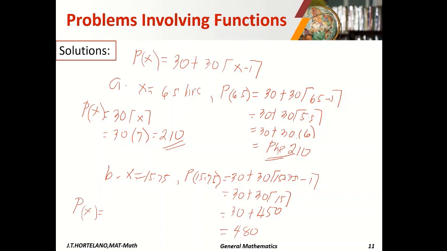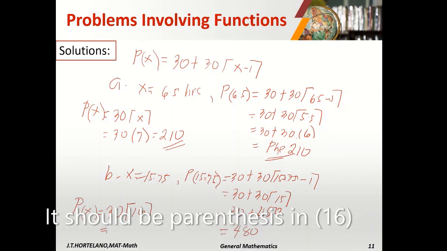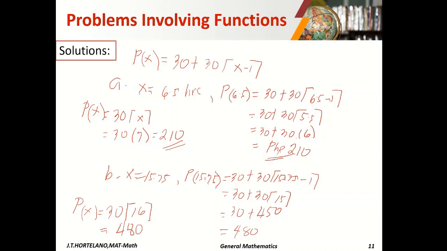So, I'll give you another set of this kind of problem para mapag-practice ninyo. So, ito naman, this will be 30 times ceiling of 15.75 is 16. Okay? So, that's 30 times 16. Pareho lang. So, we have 480. Okay? So, that's it. We're done.